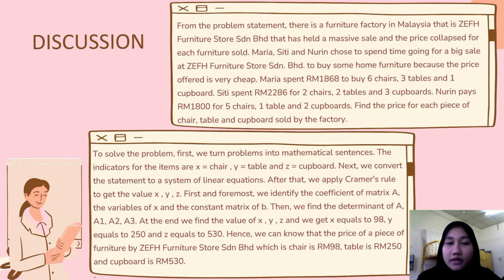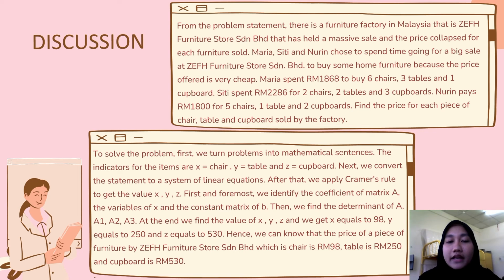Discussion. To solve the problem, first we turn the problem into mathematical sentences. The indicators for the items are x is chair, y is table and z is cupboard. Next, we convert the statement to a system of linear equations. After that, we apply Cramer's rule to get the values of x, y and z. First and foremost, we identify the coefficient matrix A, the variables x and the constant matrix B. Then, we find the determinant of A, A1, A2 and A3.